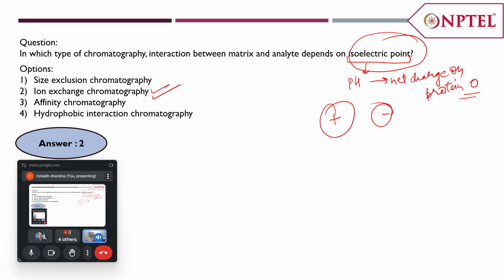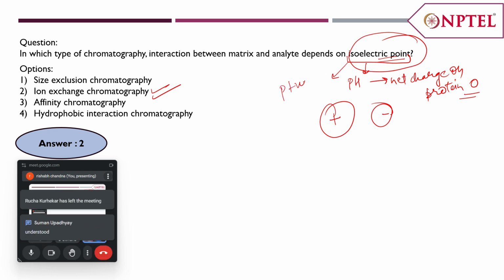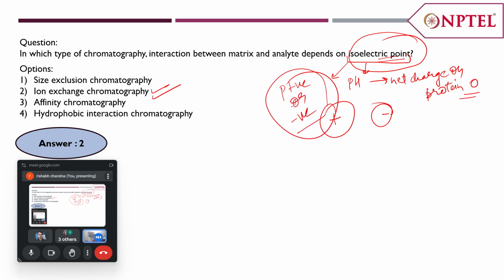Okay, so everybody understood, or shall I explain again? Whenever we see isoelectric point, that means we know when the protein can have a positive charge or a negative charge. On that basis, we'll use ion exchange chromatography to separate that particular protein. Okay, so we'll move on to the next question.